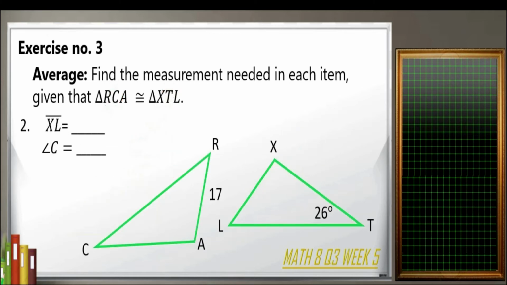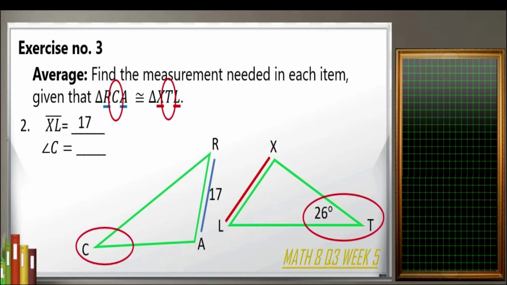Next, number 2. We are looking for the measures of side XL and angle C. This is our side XL and its corresponding side is side RA. If side XL corresponds to side RA and RA is equal to 17, then XL is equal to 17. And for our angle, angle C corresponds to angle T. These are the angles. If angle T is equal to 26 degrees, then angle C is also equal to 26 degrees.